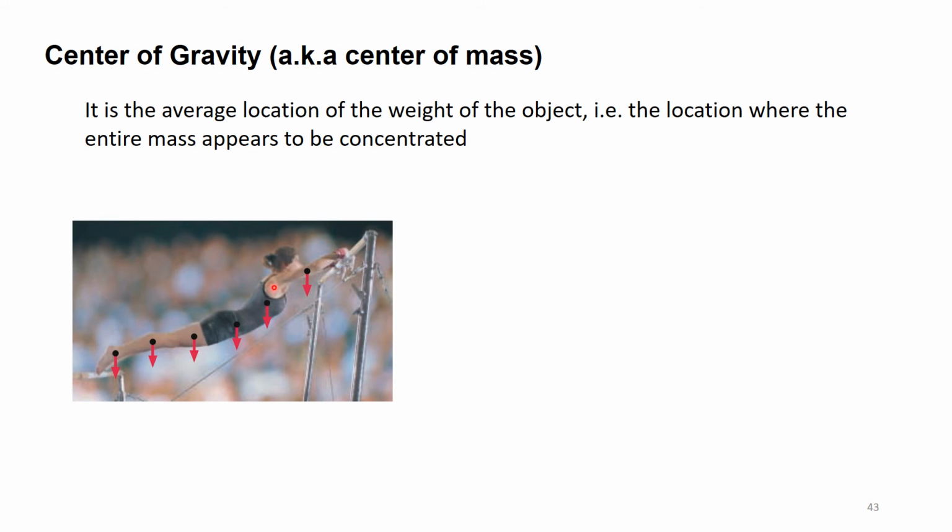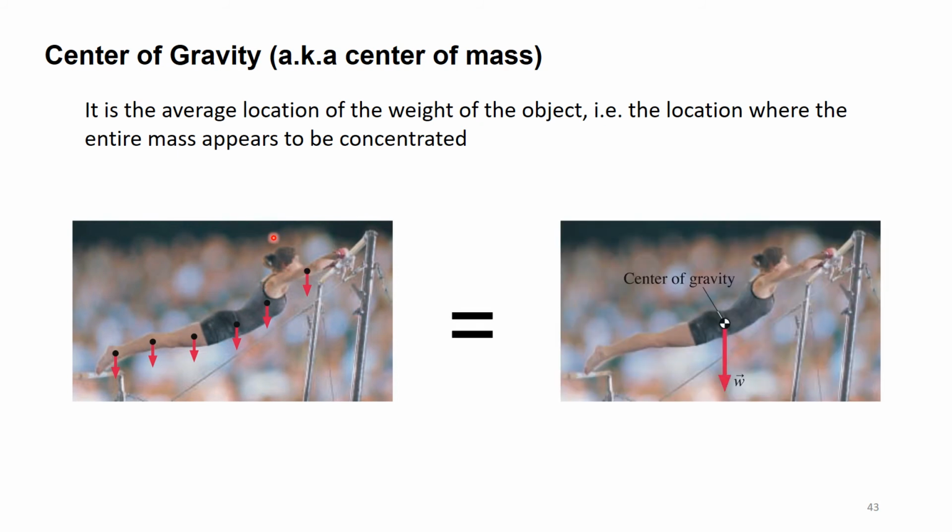So for this gymnast, the weight of the gymnast isn't concentrated at a single point. The weight of every point on the gymnast is shown by an arrow. So we have multiple arrows here showing the weight at different points of the gymnast. Basically the weight is not concentrated at one point, it's distributed all throughout. However, we can represent all these little weights with one big weight, one complete weight of the gymnast.